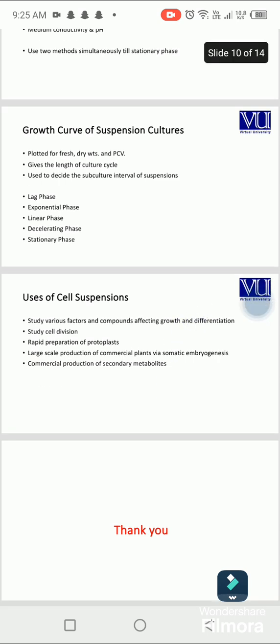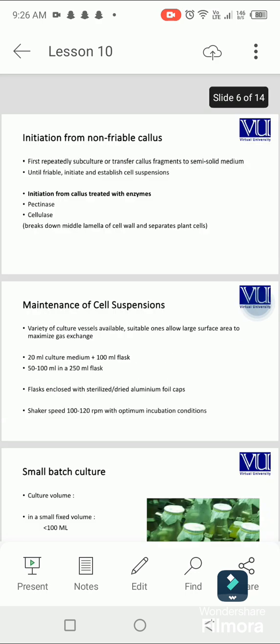Use of cell suspensions: study various factors and compounds affecting growth and differentiation, study cell division, rapid preparation of protoplasts, large scale production of commercial plants via somatic embryogenesis, and commercial production of secondary metabolites.